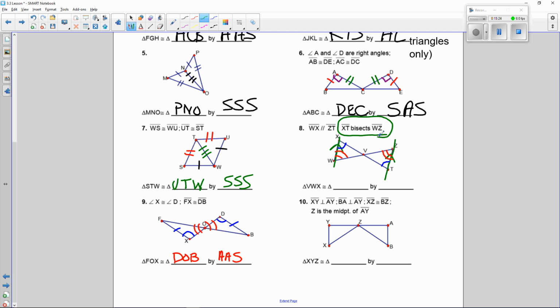They tell us XT is going to bisect WZ. So that means it's going to cut WZ in half into two equal pieces. So that means WV is going to be congruent to VZ. So this entire segment right here gets cut into two equal pieces. So really, again, this one, with what I have marked, I could say angle, angle, side. But if you use the vertical angle as well, you could have also said angle, angle, side.